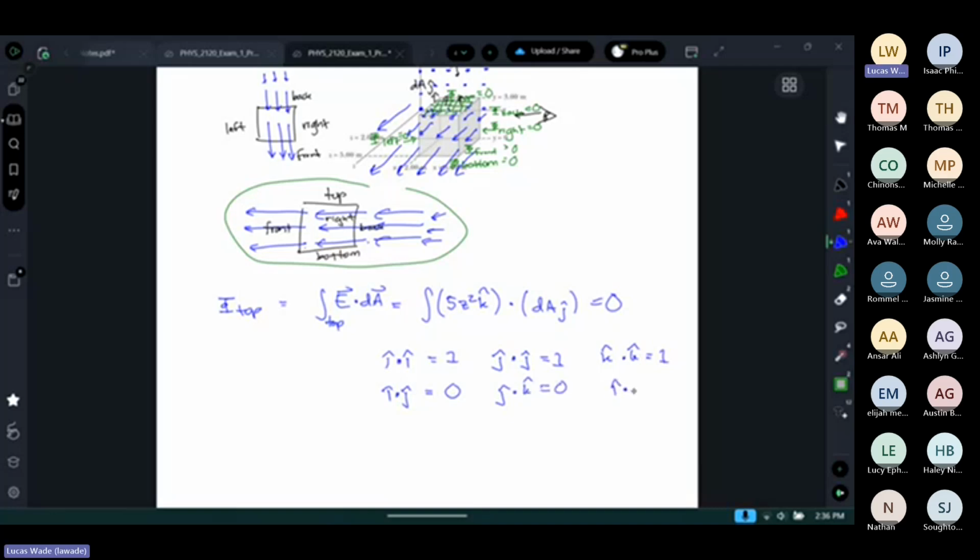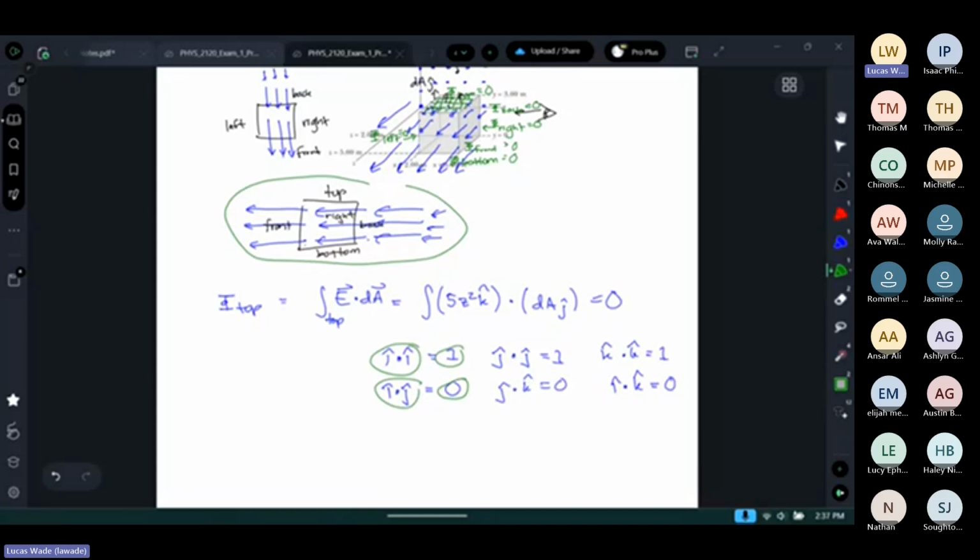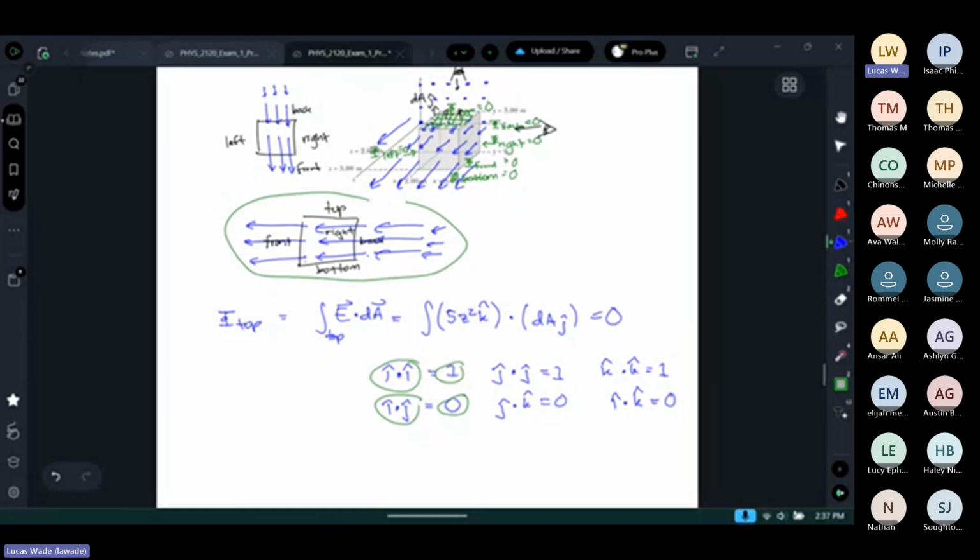And that's because the dot product is measuring how perpendicular or not perpendicular two things are. If the two things point in the same direction, you get the largest possible dot product. If they're pointing exactly perpendicular to each other, you get the smallest in magnitude. If they're exactly opposite each other, you would get -1. That's all of your possible combinations. All right, so the top flux checked out.